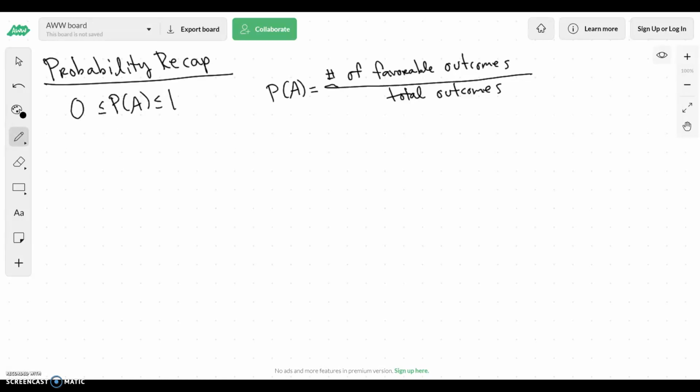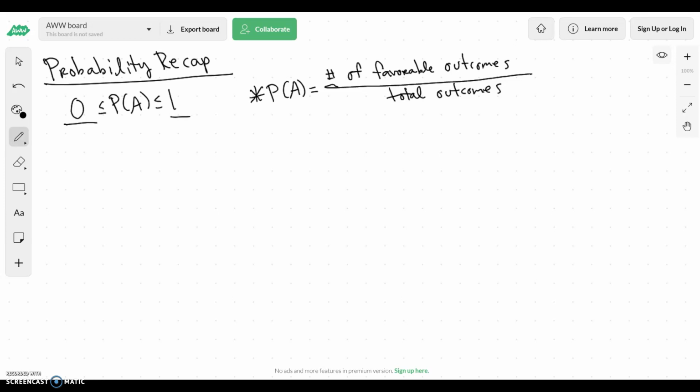Okay, so here's a little probability recap. In class this week, we said that probability can only be between two different numbers. It can only be between 0 and 1. We also said that the probability, if you really want a formula, equals the number of favorable outcomes divided by the total outcomes.